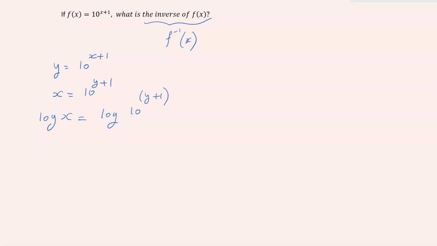So we took the log of both sides, and now we're going to use the log law. So this is y plus 1 to the front multiplied by log of 10, and on the left we have log of x. Now log of 10 is 1, because that's base 10. So what we have left is log of x equals y plus 1.